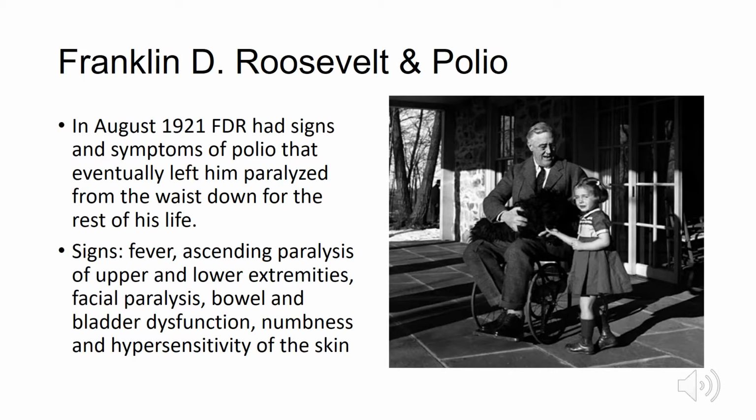But some signs and symptoms that occurred when he was infected were that he had a fever. He had ascending paralysis of the upper and lower extremities. He had facial paralysis. He had bowel and bladder dysfunction, and he had numbness and hypersensitivity of the skin. While he experienced all of these things, they eventually evolved and went away, and he was just left paralyzed from the waist down.